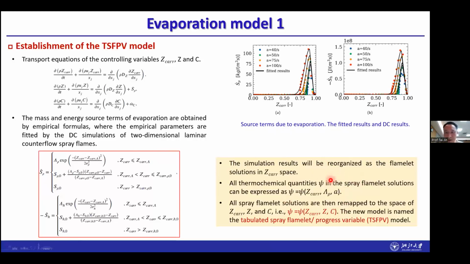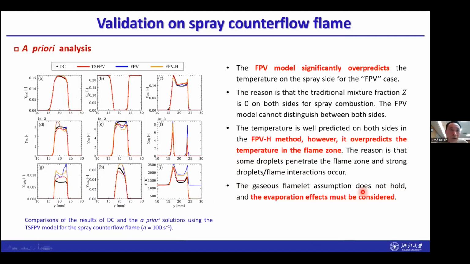That is the solution of the problem, and this is a routine to tabulate the flamelet. This way is quite similar to gaseous flamelet. We can calculate different flamelets with different source terms, and then tabulate the flamelet library in the space of carrier mixture fraction, original mixture fraction, and progress variable. Then we get the final spray flamelet library. We have got the formulas for the source term.